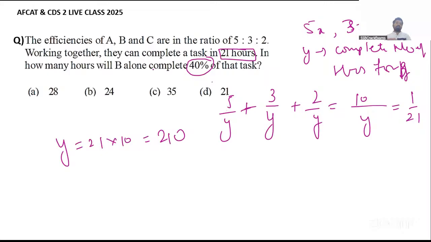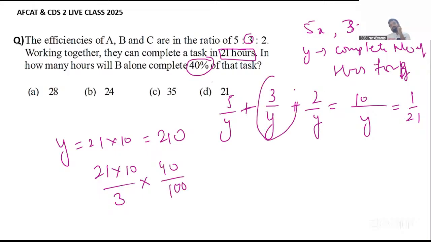Let's see. You have given the answer. I see it in the chat box, but let me conclude whether it is correct or not. So Y will be equal to 210. Now it is asking for 40% of the work. So how will you calculate 40% of the work? Since 210 is the complete work and the efficiency ratio was 3 upon x, we can divide it by 3 and then calculate 40% of 2.